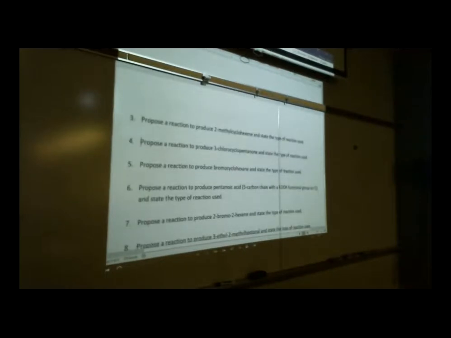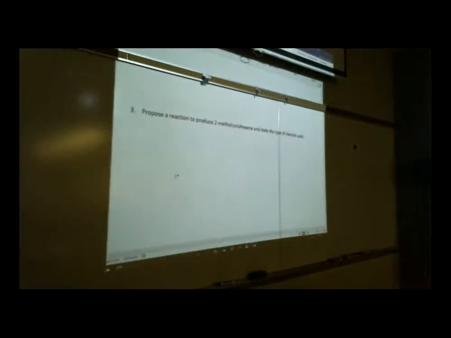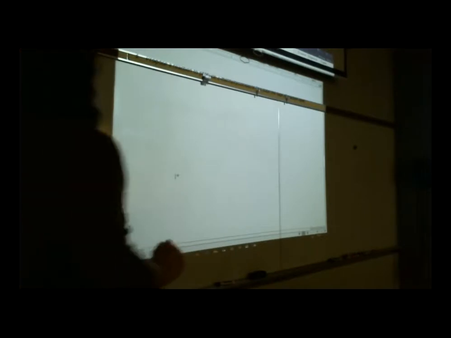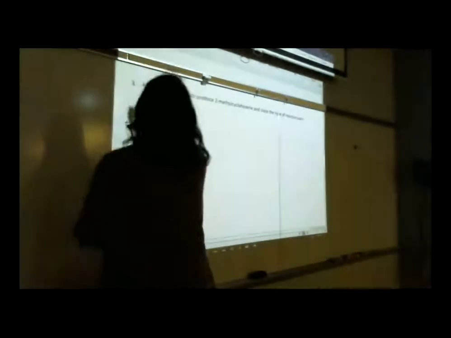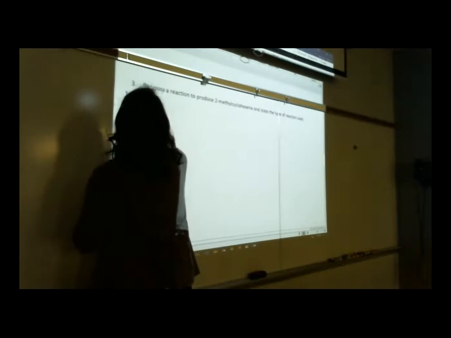Let's see what else we've got here. Let's put this on its own page. 2-methylcyclohexane. I came up with 2 options. Did you? Mm-hmm. Diels-Alder works for one of them. Oh, I can't get it on where I want it on the screen. There we go.